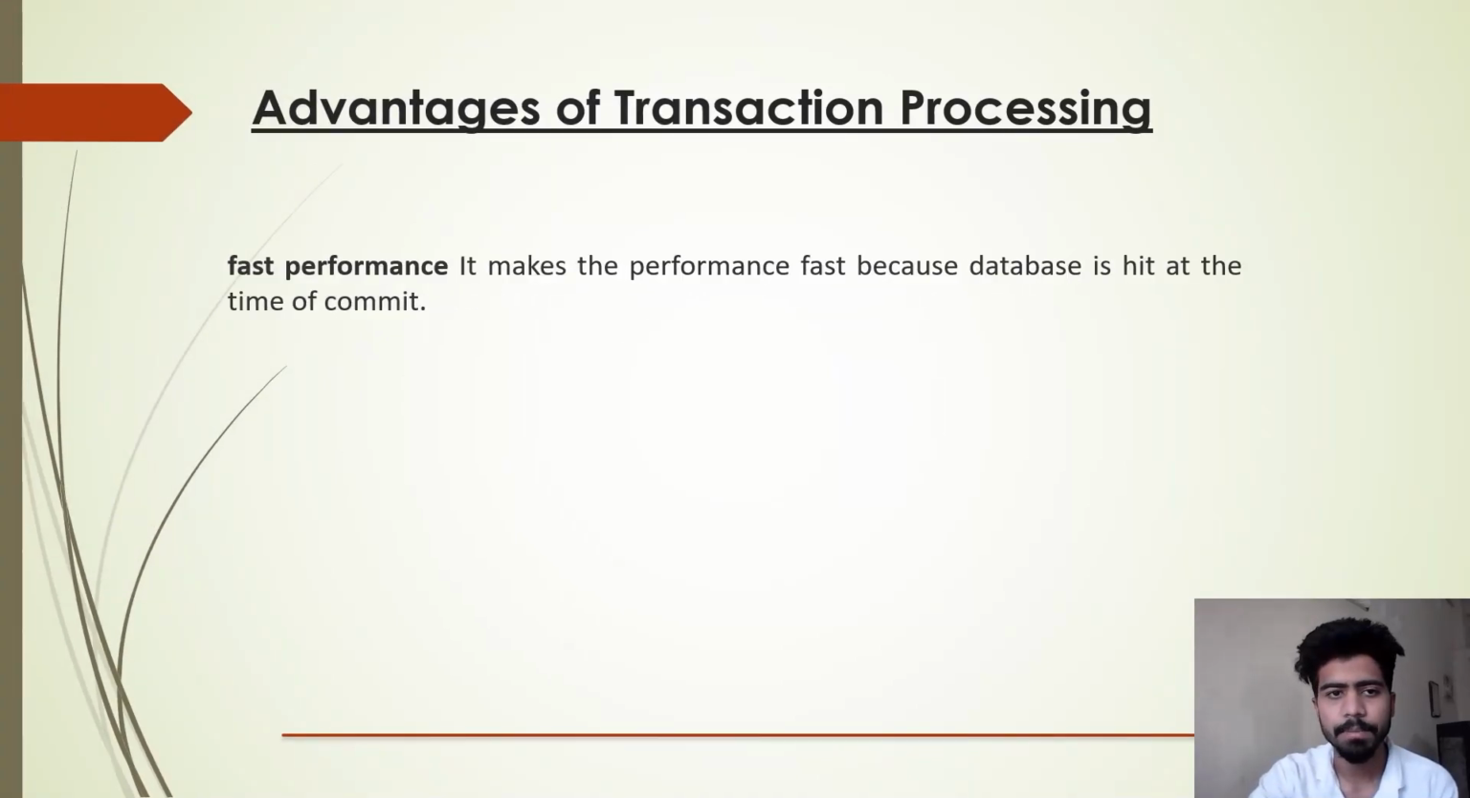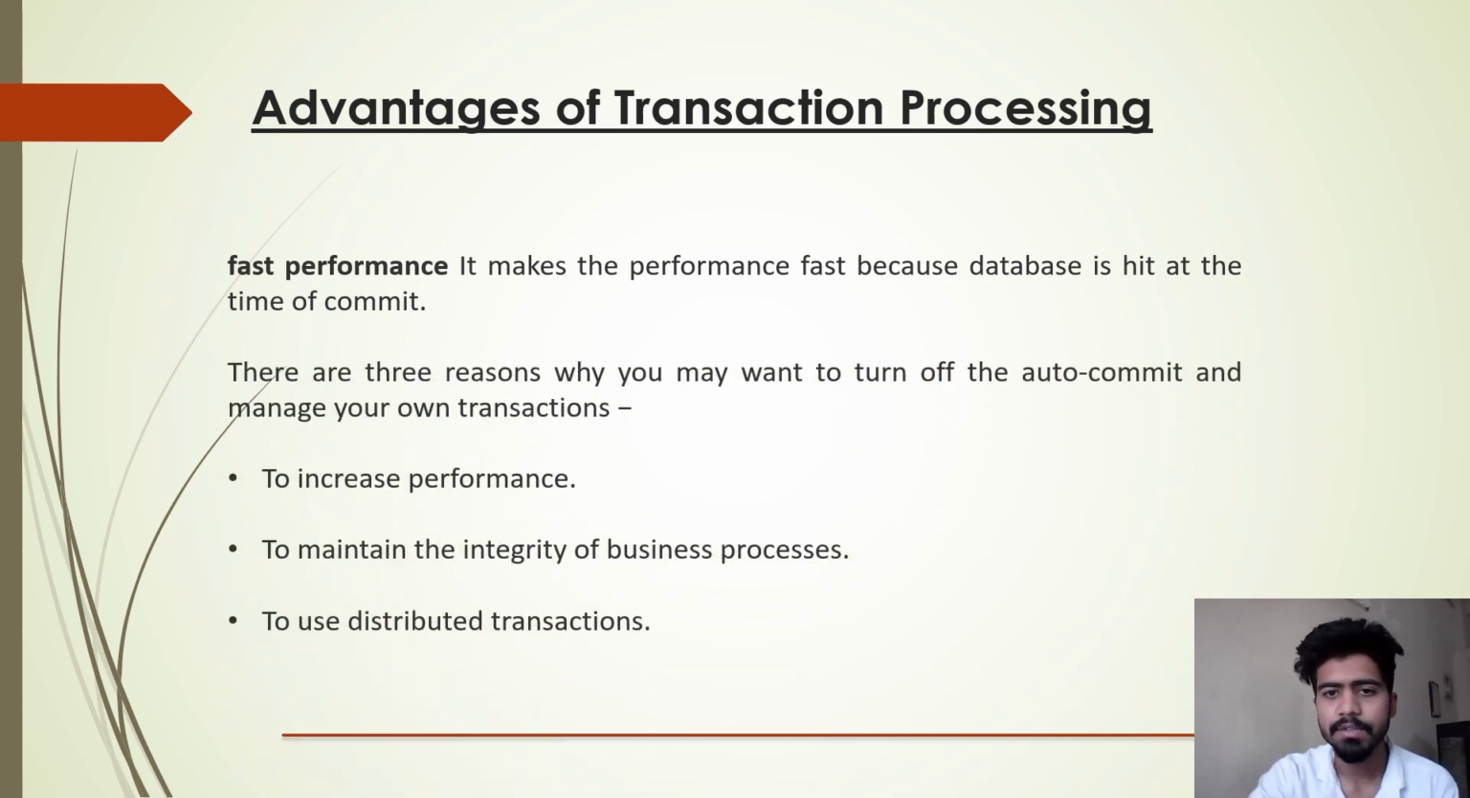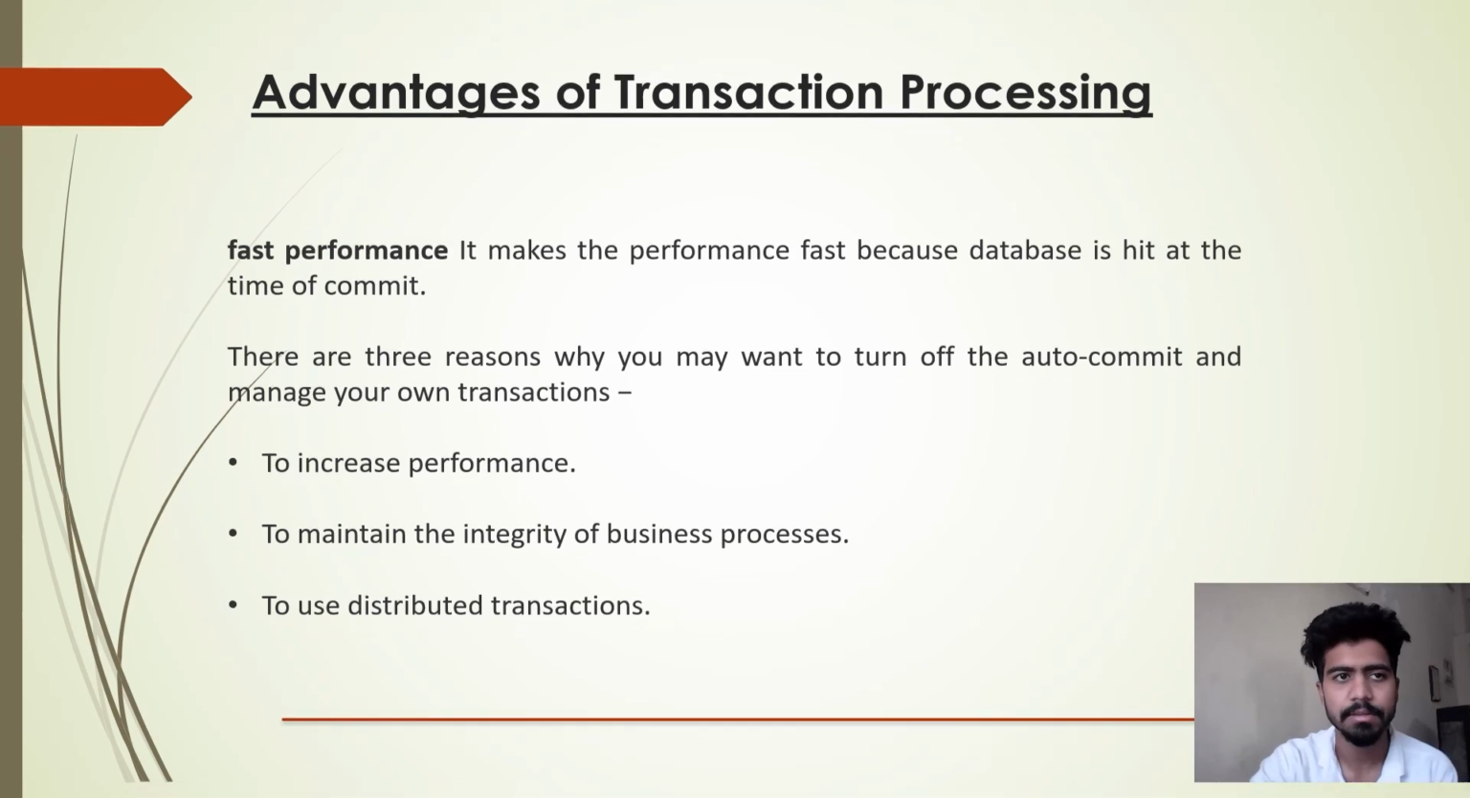Advantages of transaction processing. It makes performance fast because the database is hit only at the time of commit. There are 3 reasons why you want to turn off auto commit: to increase performance, to maintain the integrity of business processes, and to use distributed transactions.